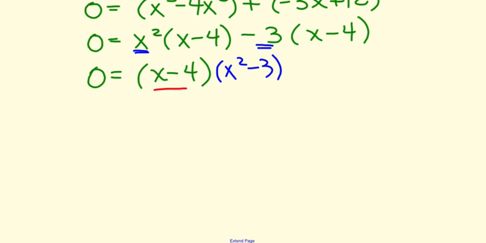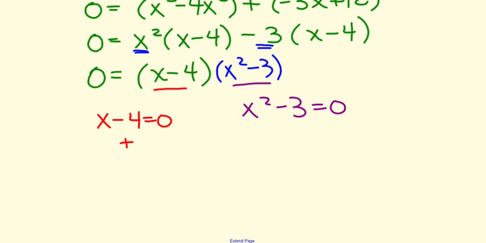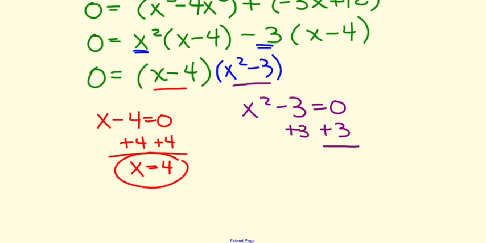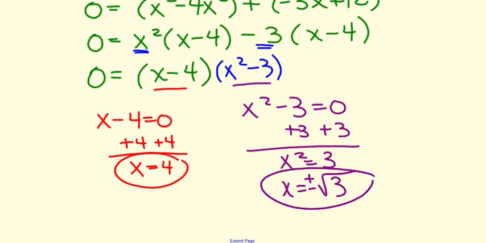So the first factor is x minus 4. And the second factor is x squared minus 3. And now we solve this individually for x. So in the red, we're going to add 4 to both sides. So we get x equals 4. Now we'll add 3 to both sides. So we get x squared equals 3. Now we need to undo that squared, so we'll square root it. Don't forget the plus or minus, so there's your 3 solutions.